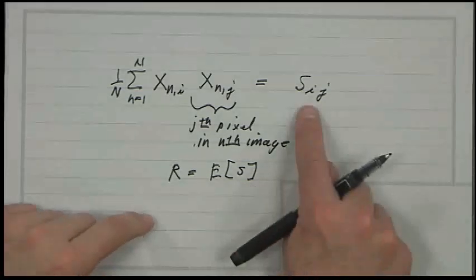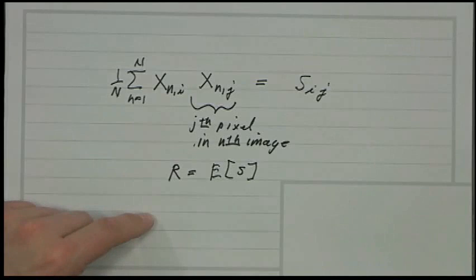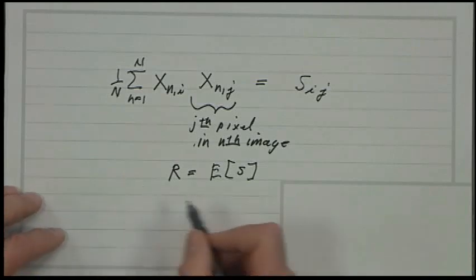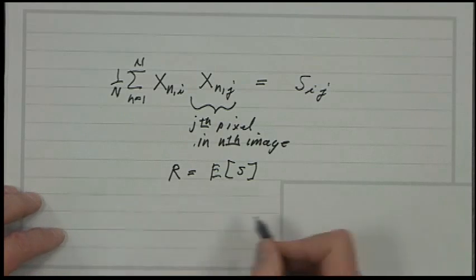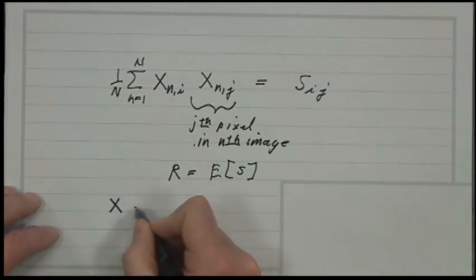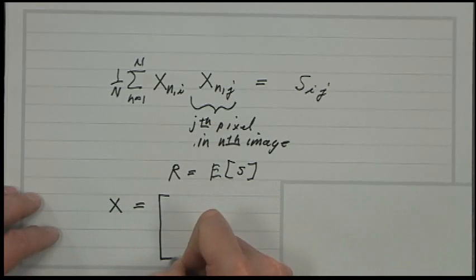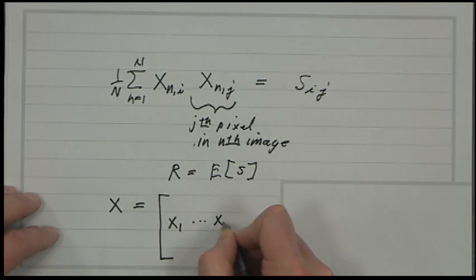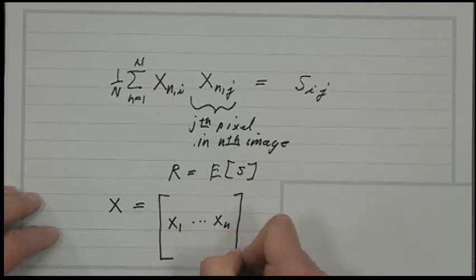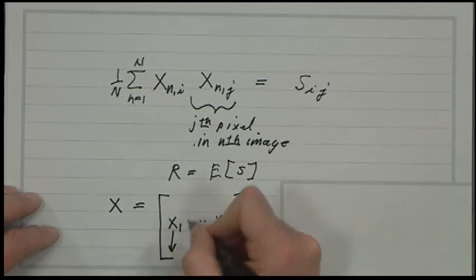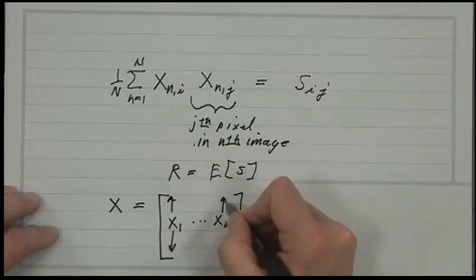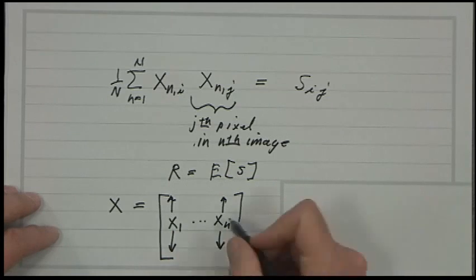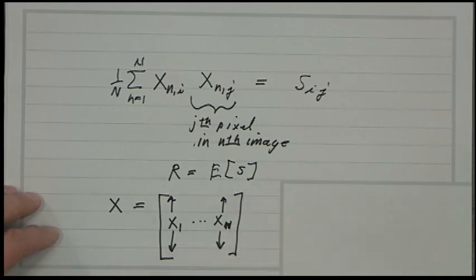So this is my estimate of the true covariance. Now, one of the things that's very interesting is that if I take this matrix X, I'll write it again. So this is going to be x1 through xn. So each column of this matrix is an image, right? In raster order, and I have n of these images, right?